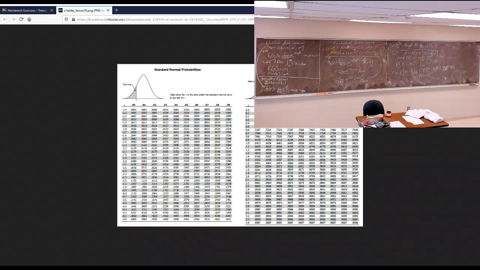I would look on the side here, a bunch of negatives here. You can look at this later, but 2.0 is here, and then this column you follow to get the second decimal place. So we would want 2.00, and this value right here tells me the area to the left of that, and it's 0.9772. Should have been a minus there, right? So it would be 1 minus 0.9772, which is, let's see if I can do any arithmetic here, 0.0228.